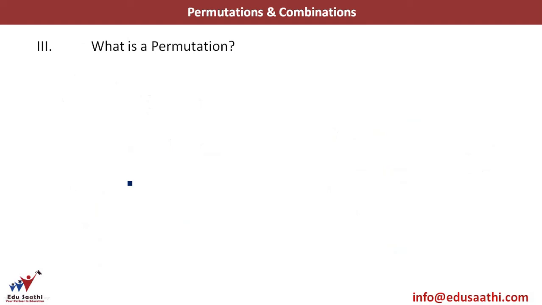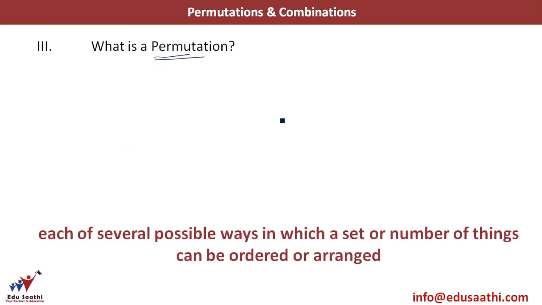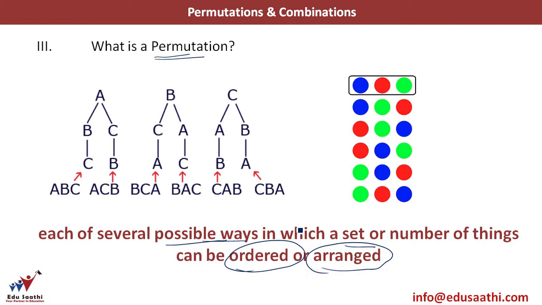The third topic for this lecture is permutation. What is a permutation? By definition, a permutation is the several possible ways in which a set or a number of things can be ordered or arranged. To make it more visually appealing, let's take these three letters A, B and C, and I want to arrange all these letters. So how many different arrangements are possible?